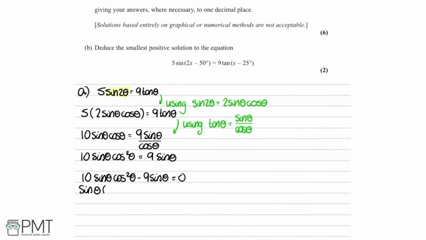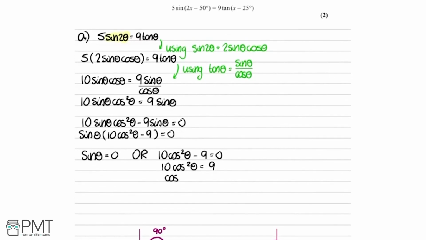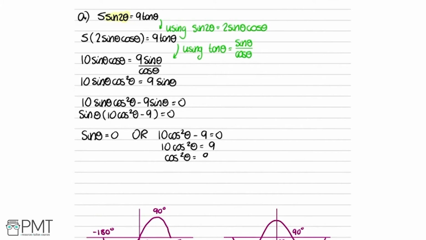So we've got sine theta multiplied by 10 cos squared theta minus 9 equals 0. So this is great. Look at this. We can now say that sine theta equals 0 or 10 cos squared theta minus 9 equals 0. So that's 10 cos squared theta equals 9. So cos squared theta equals 9 over 10.